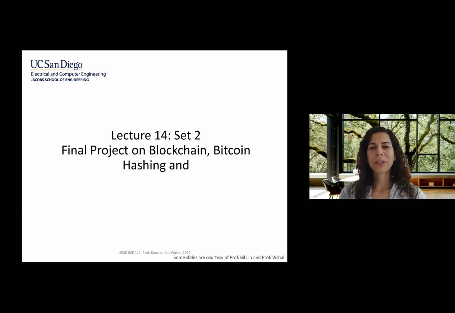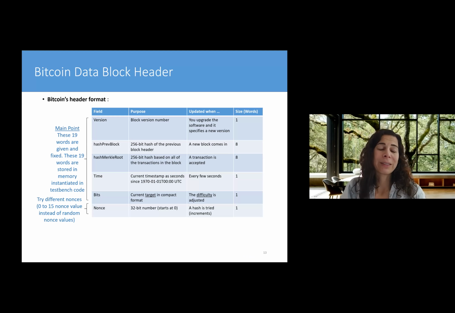We continue with describing what the final project is, and the list of explicit things that you are going to do for the Bitcoin hashing. As a reminder, Bitcoin's header has a few fields that are typically constant. For the purposes of this project, we have one field, which is the block version number. Every time you upgrade the software, it specifies a new version, and this is important in practice.